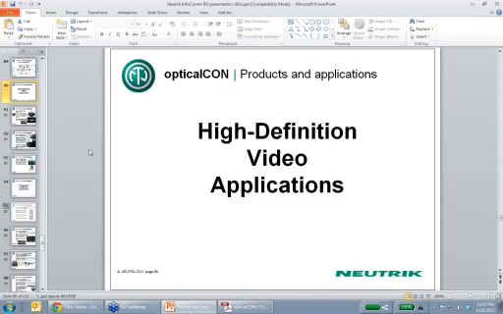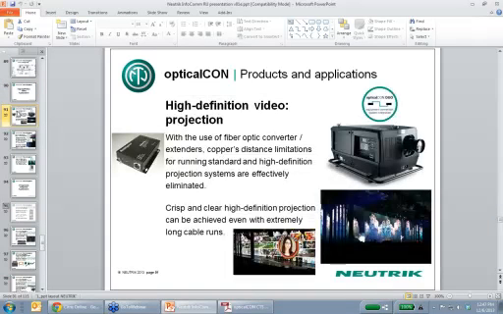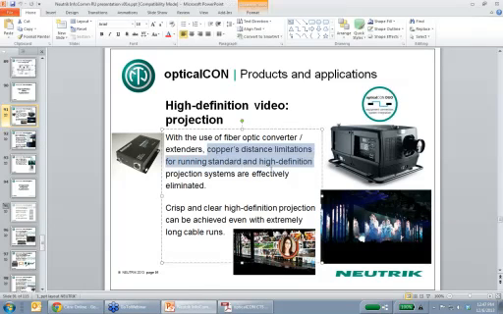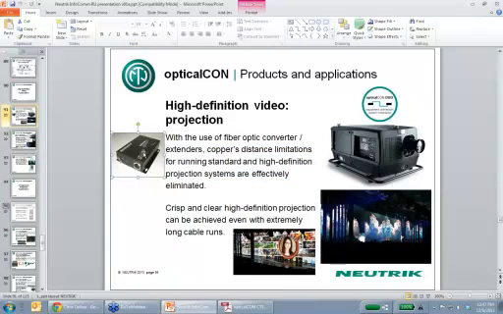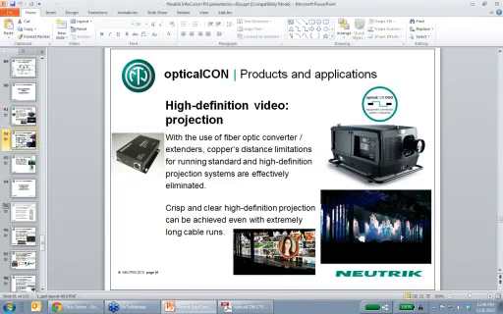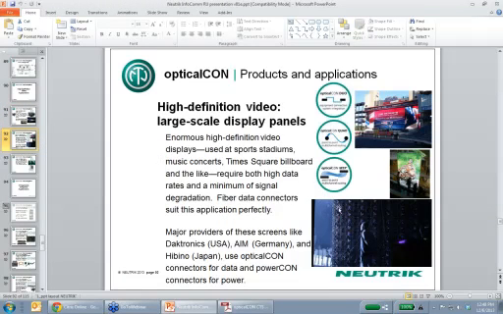All right, let's take a look at some of these high-def video applications. High-def video is also really, really driving fiber. With the use of fiber optic converters and extenders, copper's distance limitations are effectively eliminated. So we often see a lot of fiber that's running to small little boxes like this box here from ThinkLogical, which is converting fiber to copper. So it's copper next to the device, in this case maybe next to the Christie projector, and then the fiber to make the run forward. Video displays, these very big video displays, these jumbotrons tend to use this as well.